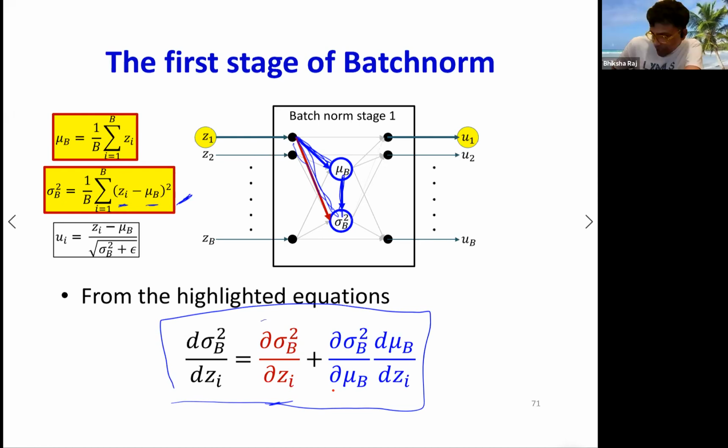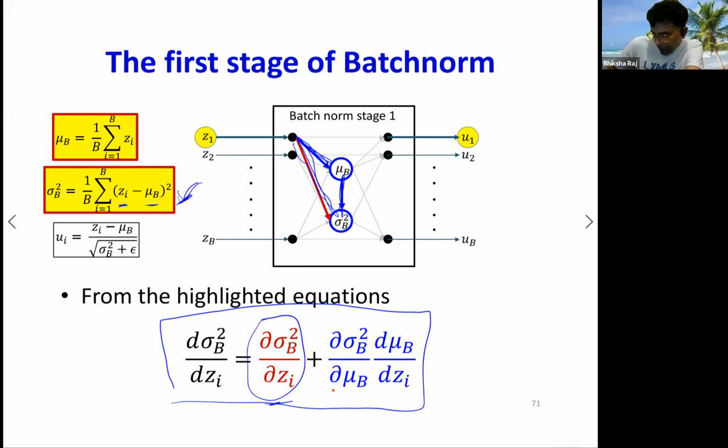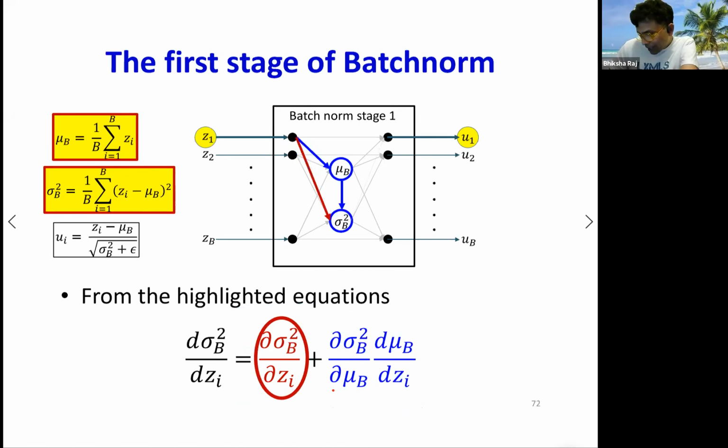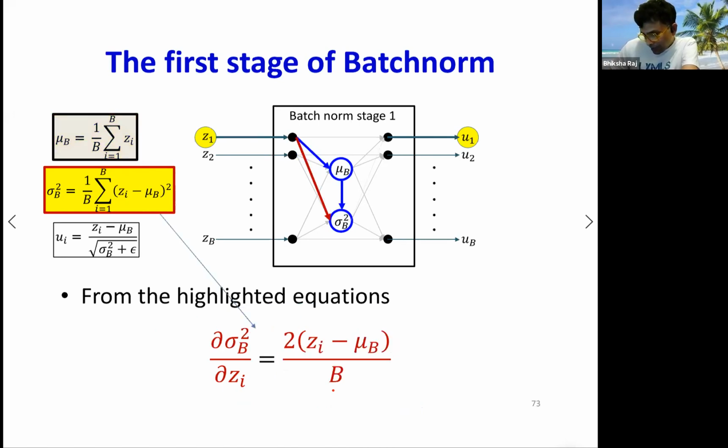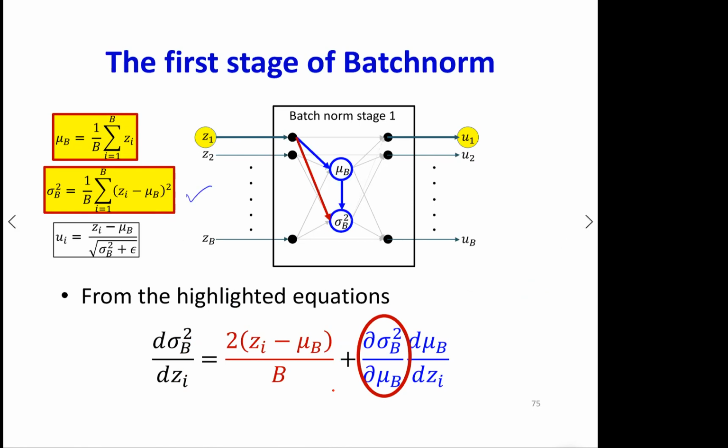Okay, what is this term? Partial of sigma squared over Zi. That's going to come directly from this term, correct? And so that's simply going to be 2 times, I take the derivative, it's 2 over B times (Zi minus mu), correct? The straightforward computation of the derivative. So this one's easy. What is the derivative of sigma squared with respect to mu? That's also going to come from this equation. Minus 2 over B.